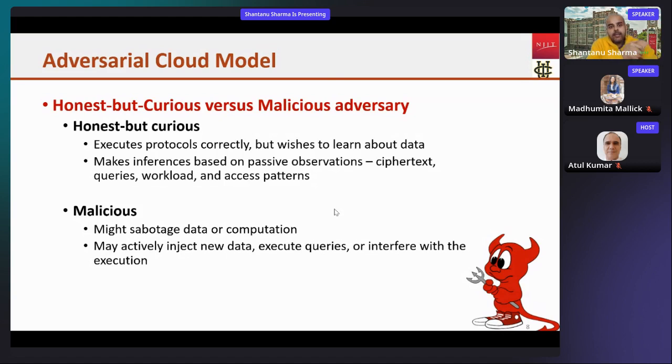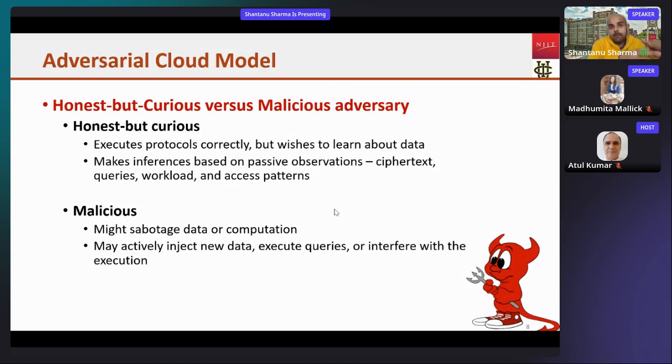But they are still trying to learn your data, without tampering with it. They can do this based on several types of side channel attacks or leakages, such as ciphertext, meaning the encrypted dataset, or encrypted queries, what types of queries we are sending, workload attack, or access pattern. I will go over the meanings of these different types of attack in the next two slides. The other adversary is the malicious adversary, who can do whatever they want.